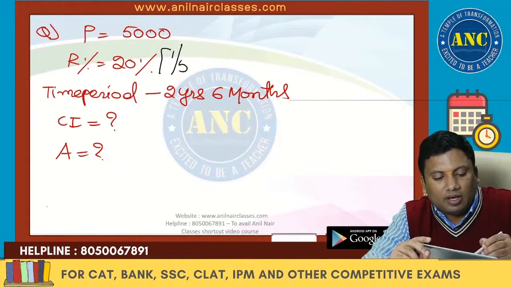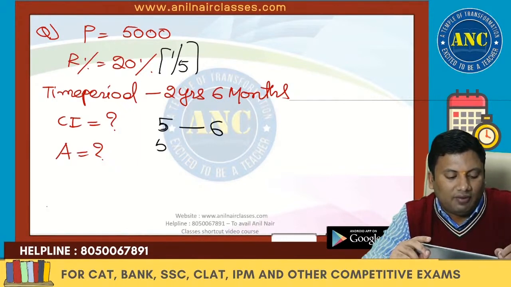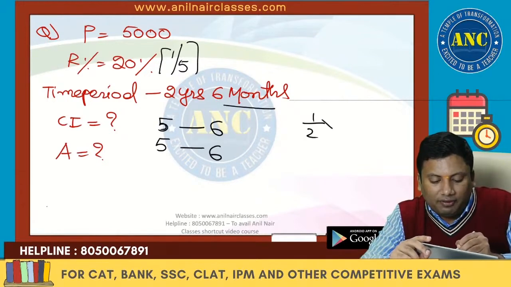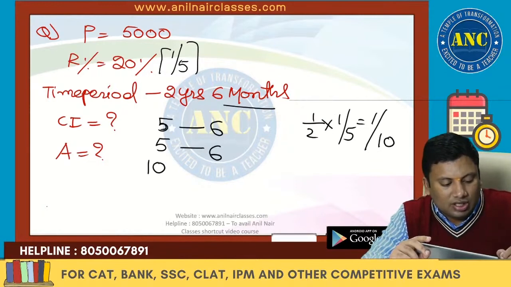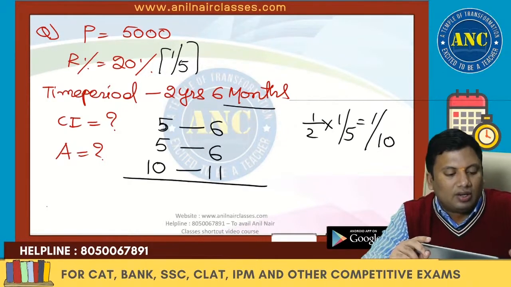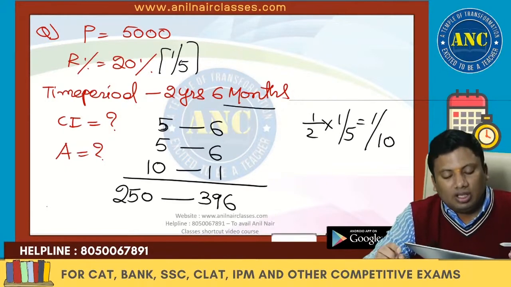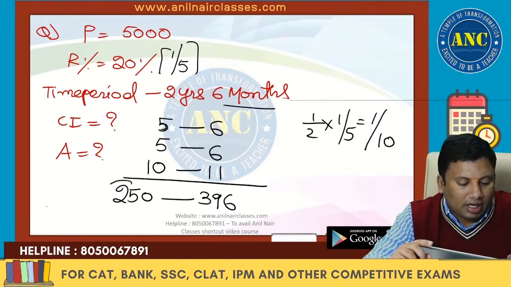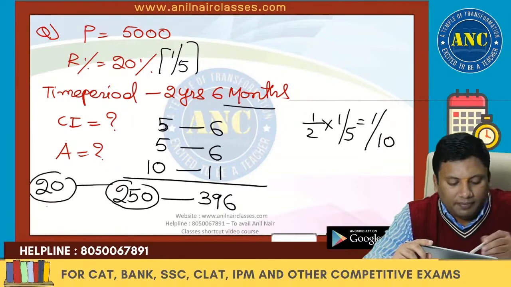20%, it is 1 by 5. 5, 1 increase, it is nothing but 6. 6 months is half of 1 by 5, which is nothing but 1 by 10. 10, 1 increase, it is 11. 25 becomes 250, which becomes 396, which is 36 into 11. So it is 396. But according to the question, 250 becomes 5,000 into 20.